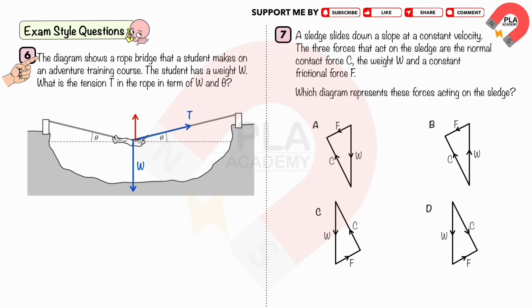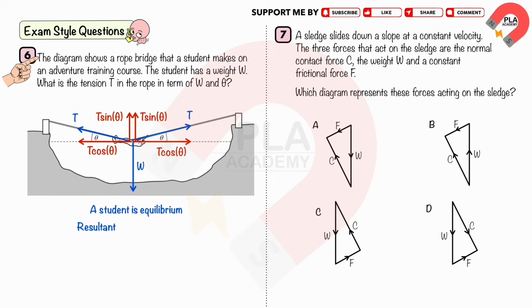We resolve the tension T into the vertical and horizontal components, like this. The vertical component is T sine θ, and the horizontal component is T cos θ. The tension T on the left-hand side is drawn like this. We resolve the tension T into the vertical and horizontal components, like this. The vertical component is T sine θ, and the horizontal component is T cos θ.